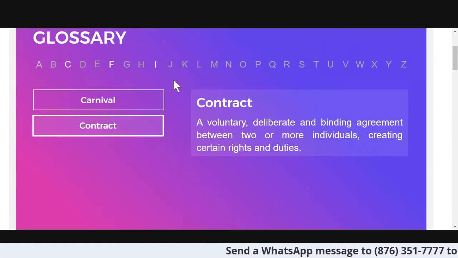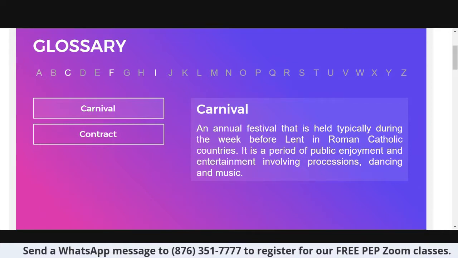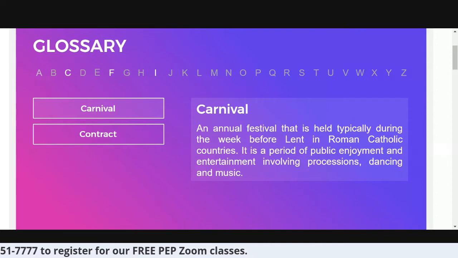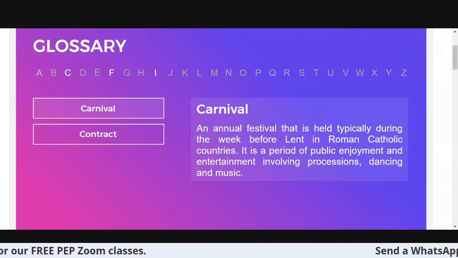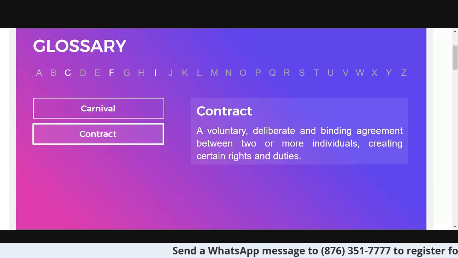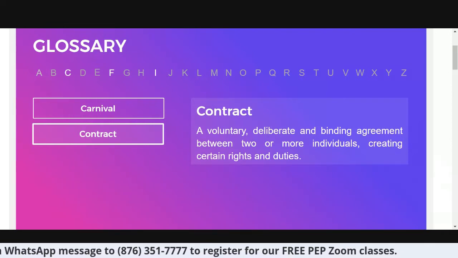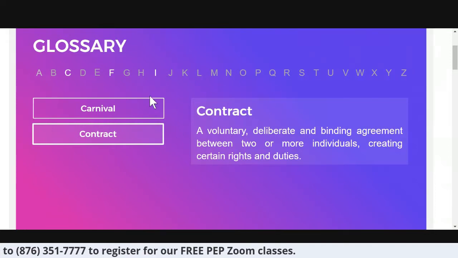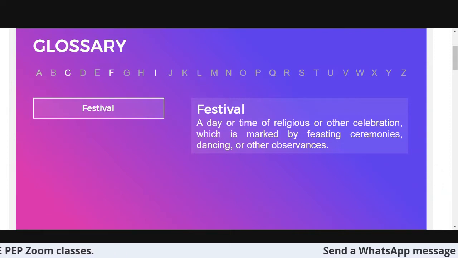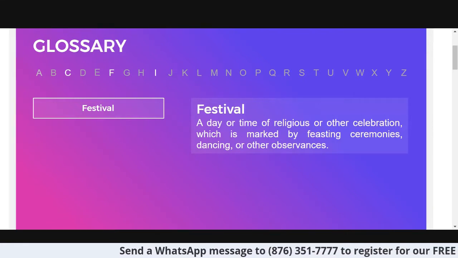All right, so the first term is carnival. Carnival is an annual festival that is held typically during the week before Lent in Roman Catholic countries. It is a period of public enjoyment and entertainment involving processions, dancing, and music. That's carnival. Let's look at contract. A contract is a voluntary, deliberate, and binding agreement between two or more individuals, creating certain rights and duties. Let's look at festival. A festival is a day or time of religious or other celebration, which is marked by feasting, ceremonies, dancing, or other observances.